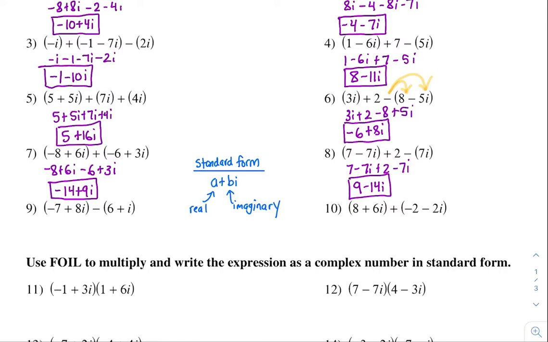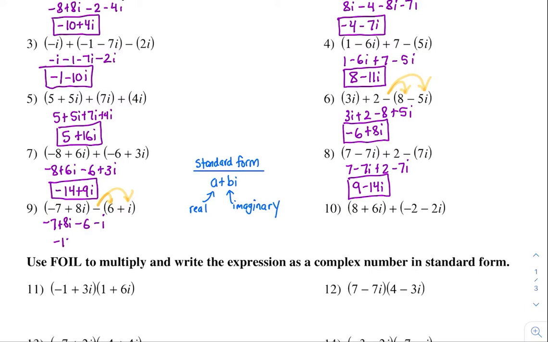Number 9. Okay, I see that we gotta distribute this negative to both. So we're going to have negative 7 plus 8i. Negative times a positive 6 is a negative 6. Negative times a positive 1i is a negative i. Okay, so based off standard form, real number in the front. Negative 7 minus 6 is negative 13. 8i minus i is positive 7i.